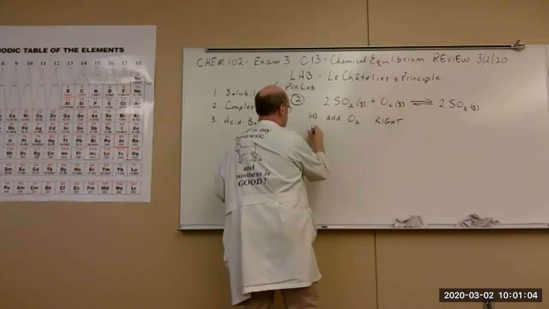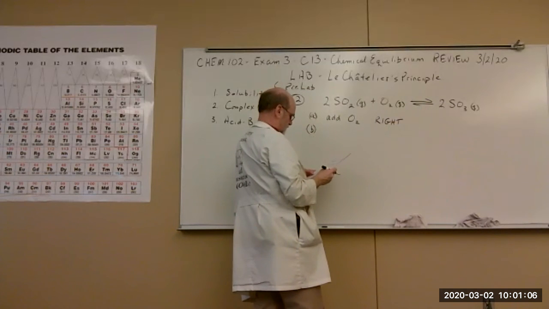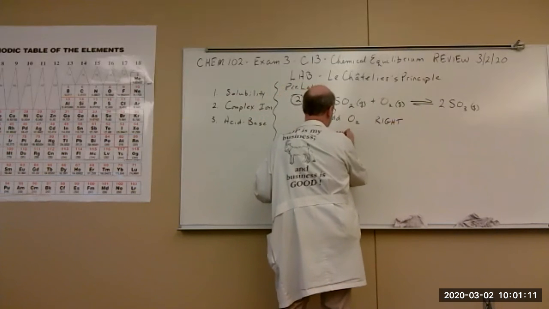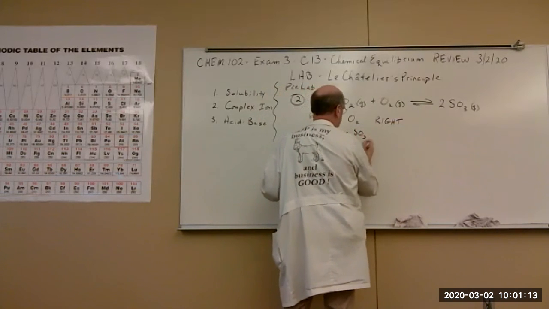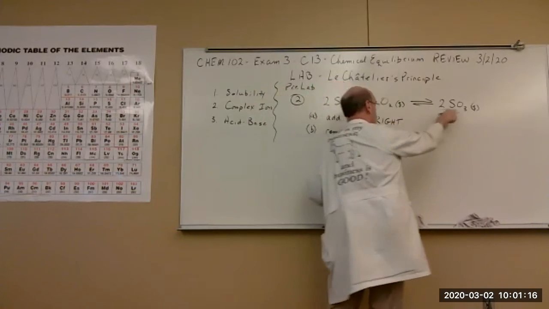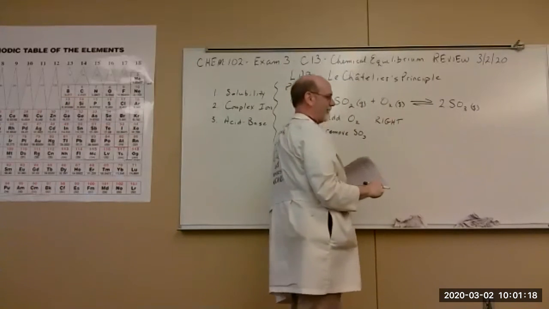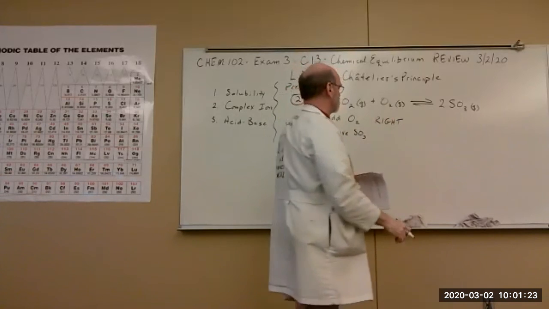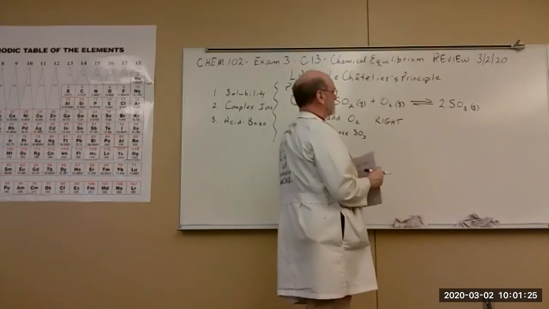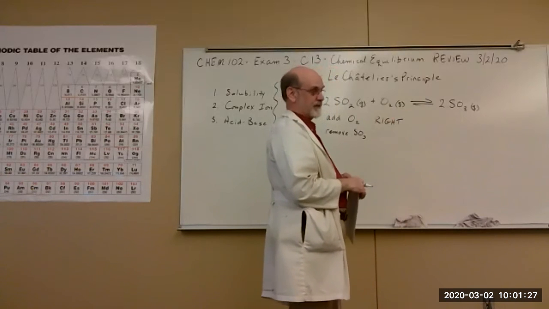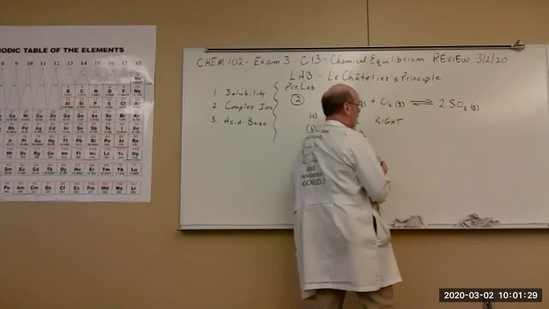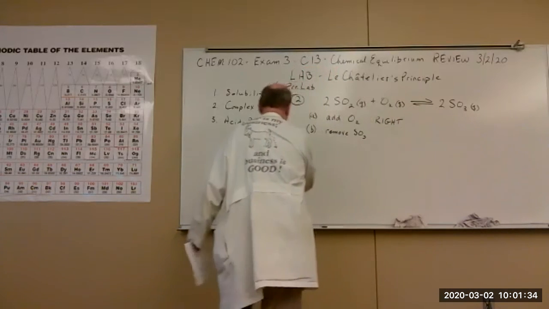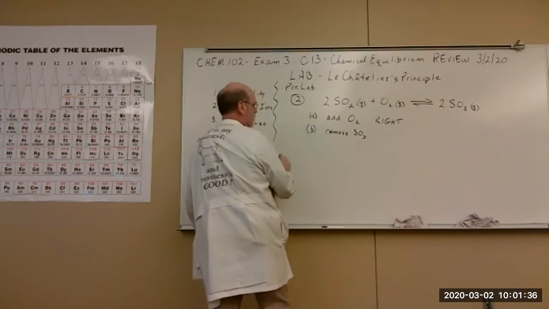Okay. Now B. Sulfur trioxide is removed. So if we remove sulfur trioxide, which direction is it going? I feel like it keeps going right. Mm-hmm. It is going to the right. Why? Because you're removing that. Let's write the K for this reaction.